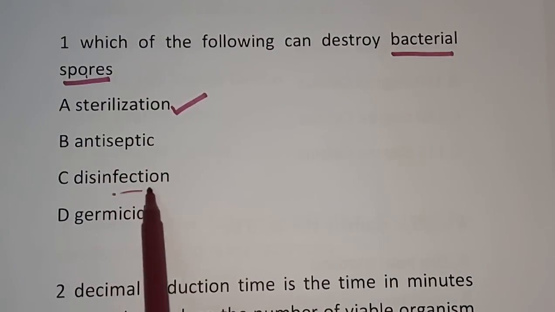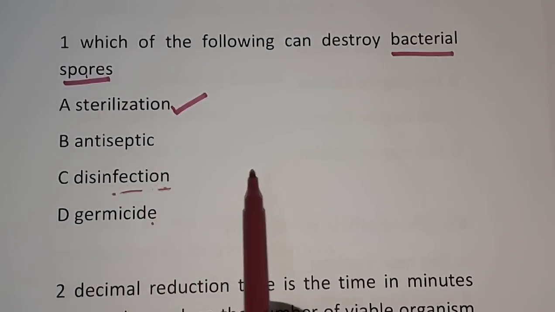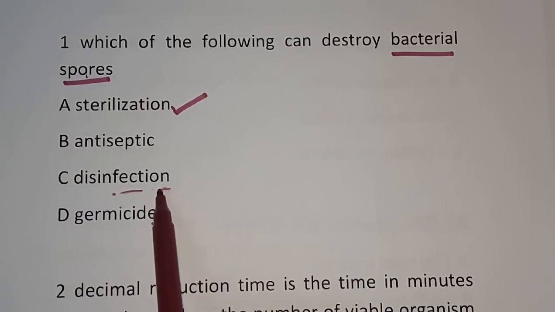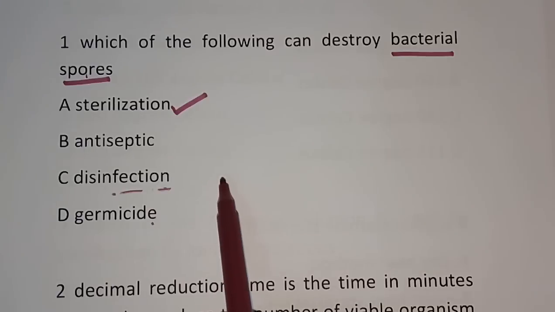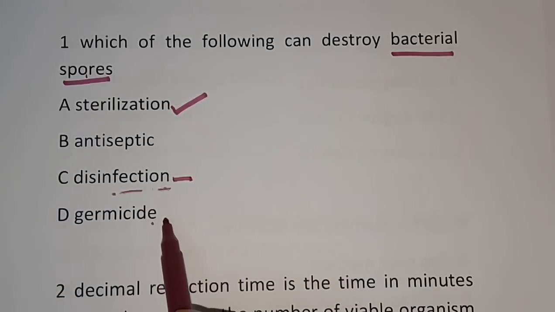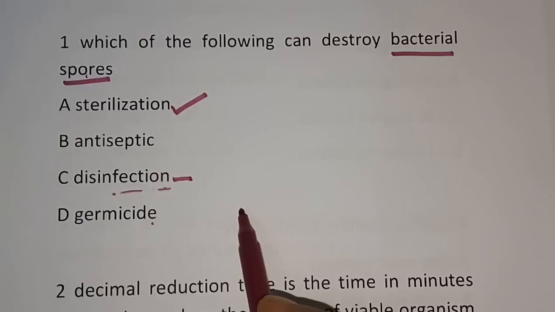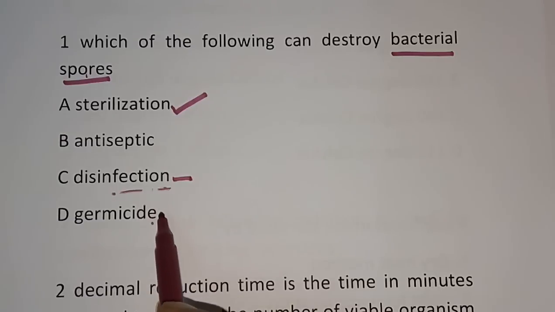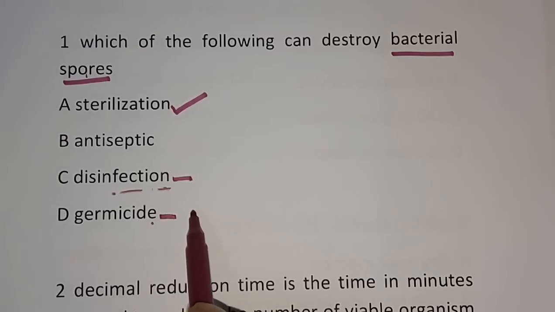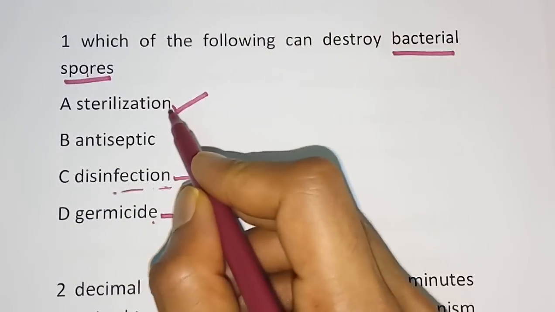The next one, option C, disinfection. Disinfection can remove the infection potential by destroying microorganism. They can destroy the microorganism, but they cannot destroy bacterial spore. The last option, germicide, will kill the pathogenic bacteria normally causing these diseases, but not necessarily bacterial spore. So here the correct answer is sterilization.